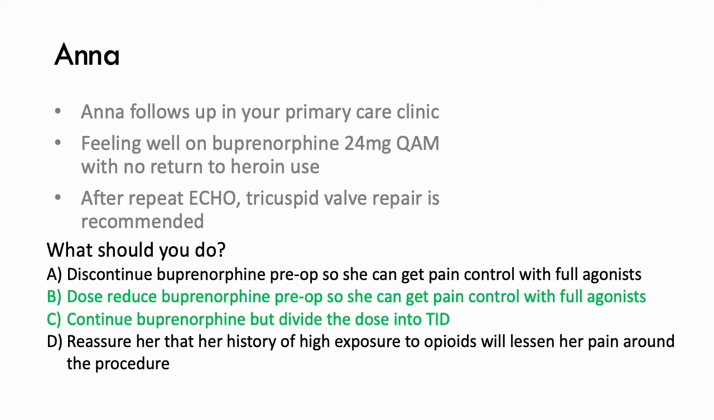So for Anna, I would recommend against stopping buprenorphine. If you do, you'll need to deal with both acute withdrawal and acute pain. You could dose reduce or keep her dose the same and use full agonists on top of her usual dose for her acute pain. And her history of exposure to opioids makes her more vulnerable to severe and early acute pain, not relief from it.